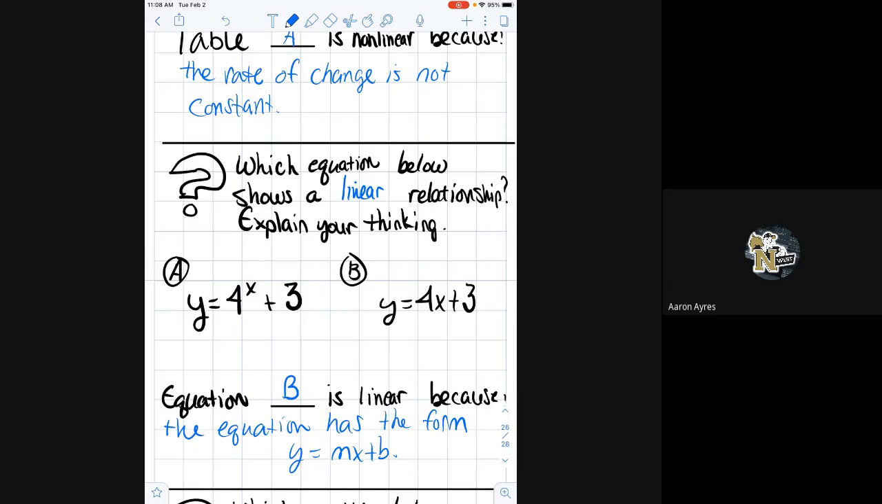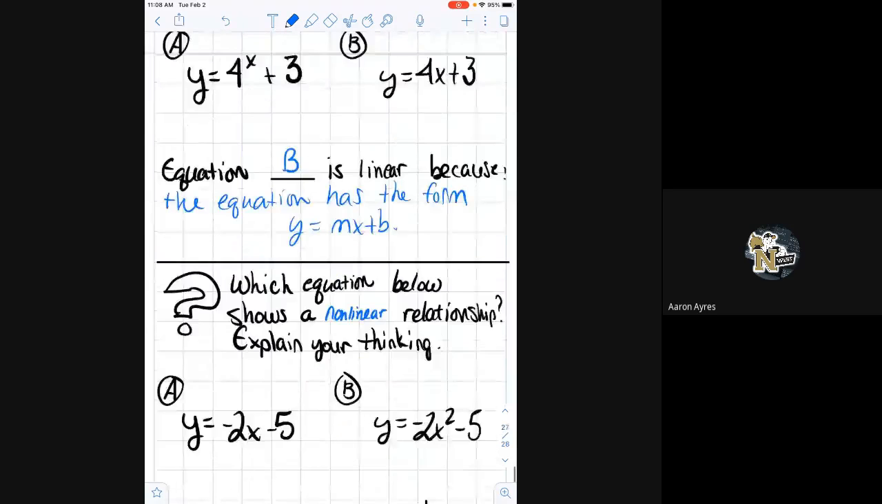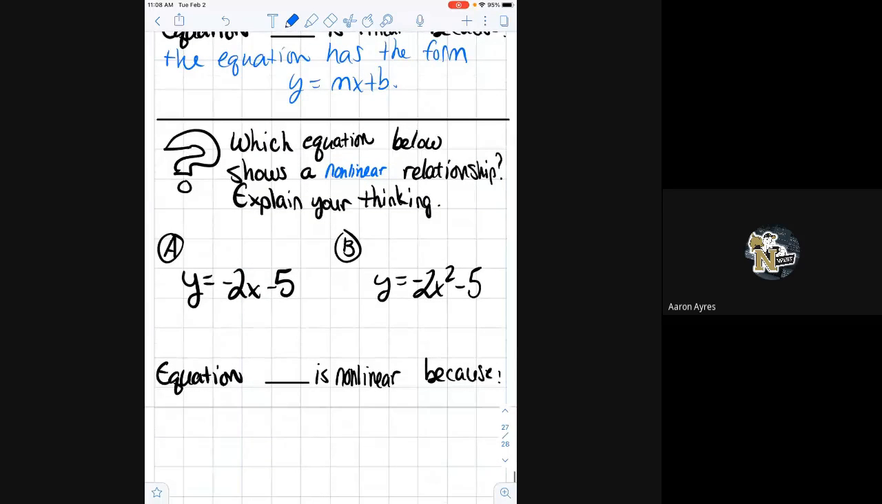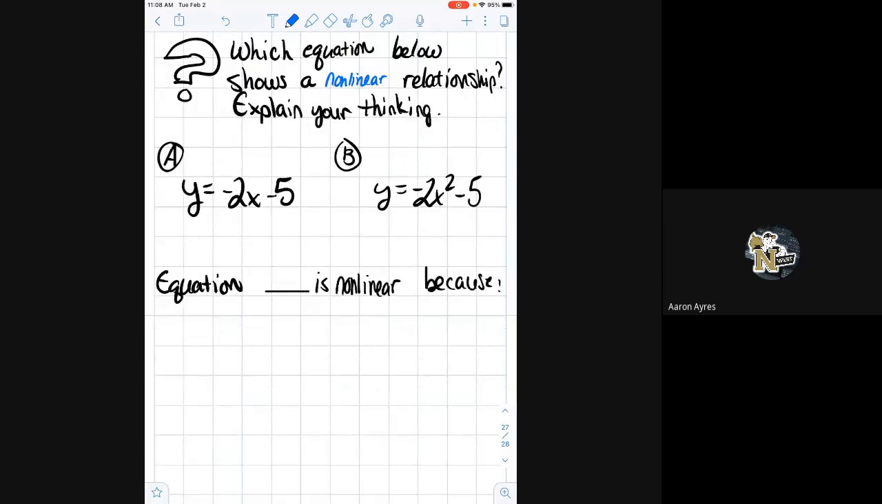All right, one more question for you. All right. One more. You guys ready? Last one. Which one is the nonlinear relationship?